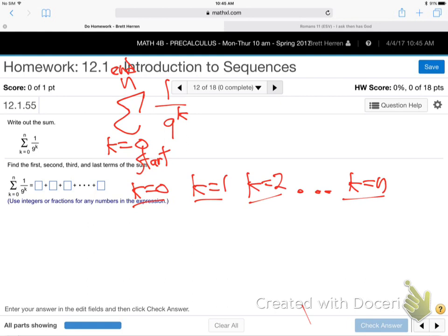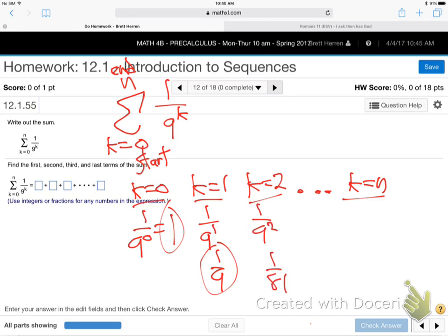So when you plug in 0, you get 1 over 9 to the 0. What's that? Anything to the 0 power? 1, so that's 1 over 1, 1. Okay, and then the next one, 1 over 9 to the 1, which is 1/9. 1 over 9 to the 2, which is 1/81st. And this is 1 over 9 to the n. There's the first, second, third, and last term. Good enough? Making sense?